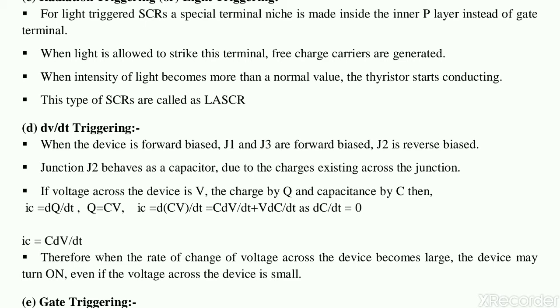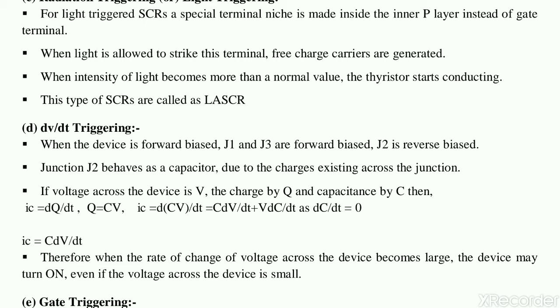We can say if the voltage across the device is V, the charge is denoted by capital Q, and the capacitance of this junction is denoted by capital C, then the capacitor current i_c is equal to the derivative of capital Q. We can put Q equal to CV, that is the standard formula for charge. So we get i_c is equal to C into dV by dt.